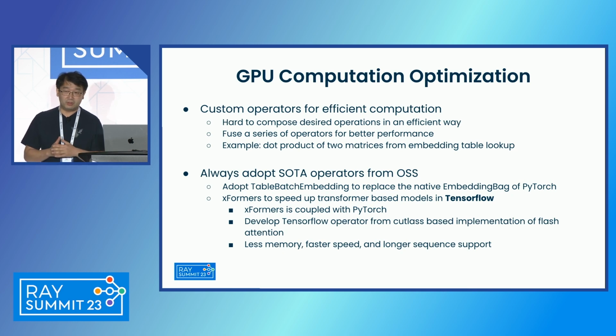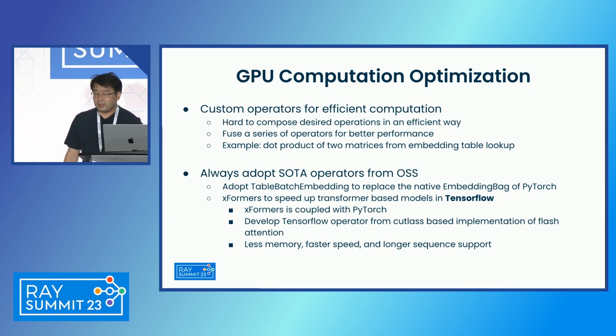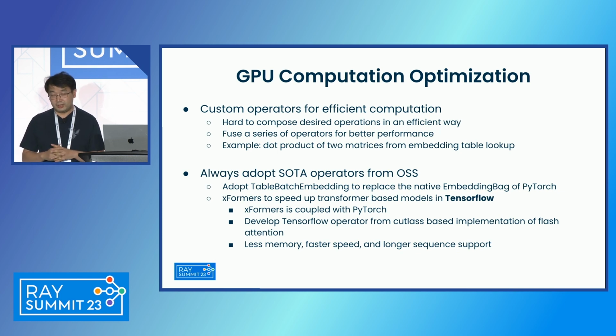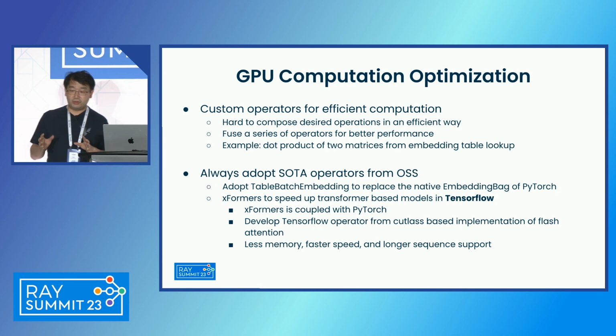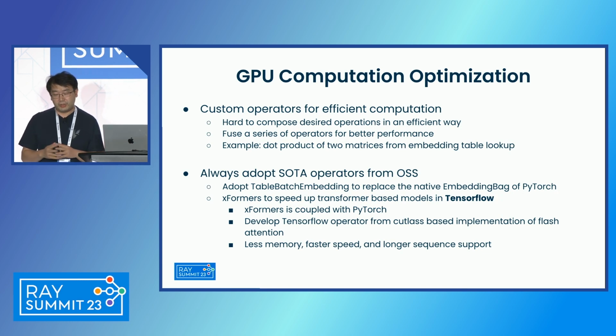This sometimes is not supported by frameworks like PyTorch and TensorFlow. A very interesting example: we have two embedding tables, and then we look up some entries from these embedding lookup tables, and then do the dot product. It's more like a reduction, and when we fuse all these operations into one single op, we can get a 2 to 3x speedup of the training time.